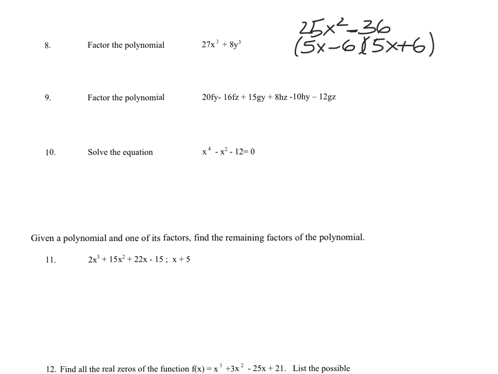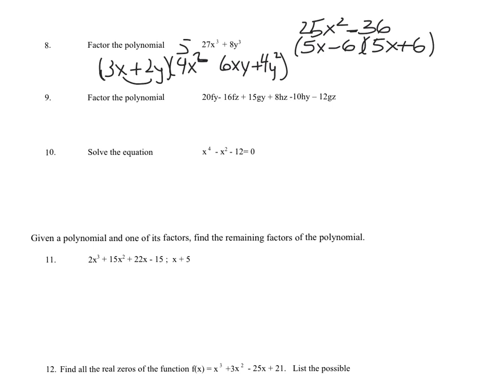This is an example of sum of cubes, as 27 and 8 are both perfect cubes. So my first factor will be 3x, which is the cube root of 27x cubed, plus 2y. And then to get the rest of it, we are going to square the first term. So we have 9x squared. And then we're going to multiply these two terms together, which would be 6xy. And then we're going to square the last term, which would be 4y squared. That last term is always positive.